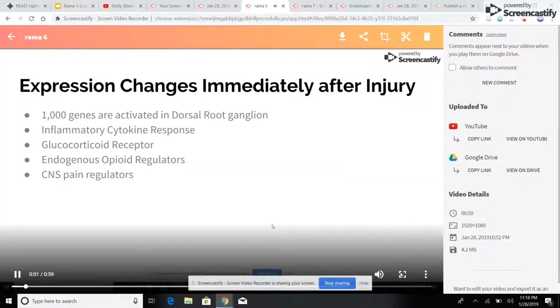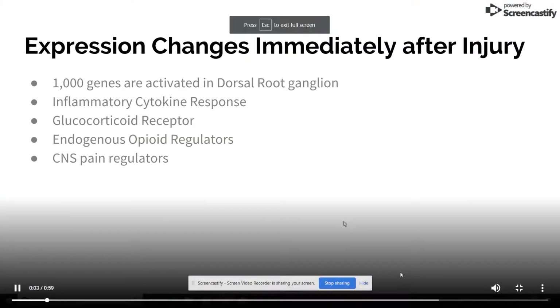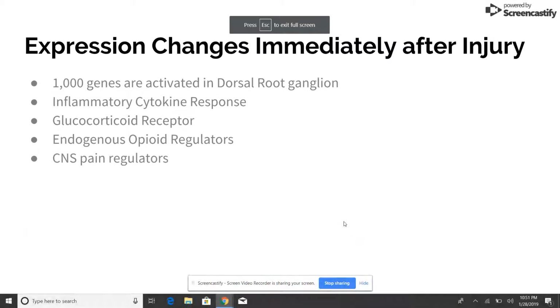Immediately following an injury, over 1,000 genes are activated in the dorsal root ganglion to cope. Inflammatory cytokine response is characteristic of injuries or autoimmune disorders.